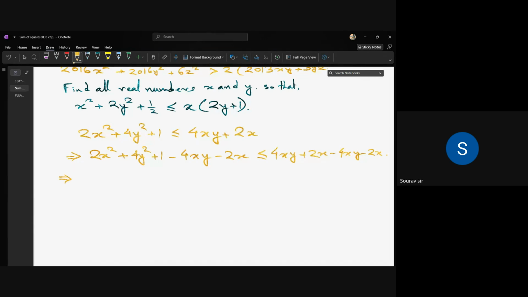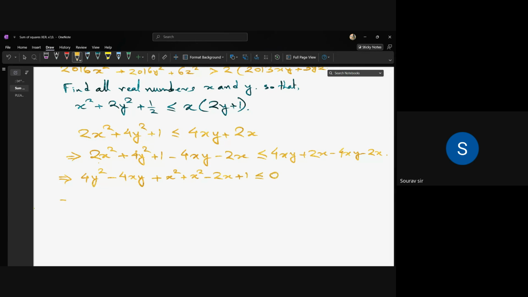So then what are we getting now? We are getting 4y square minus 4xy. Then let us take x square, and I am getting x square minus 2x. So I am just dividing this thing into two parts, x square plus x square, and from 2x square we can easily write that. So now that is less than or equal to 0.